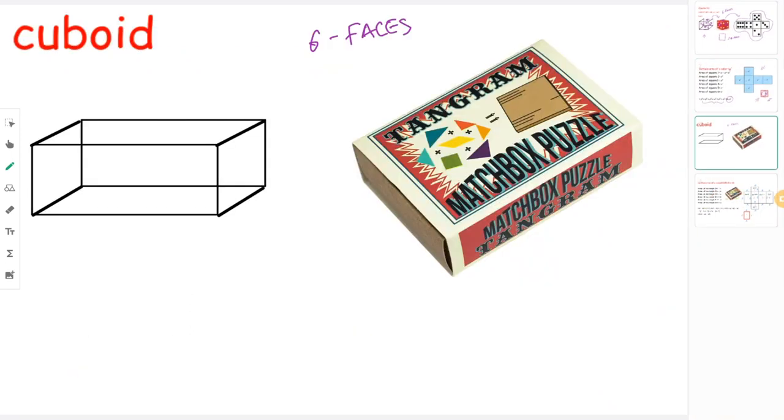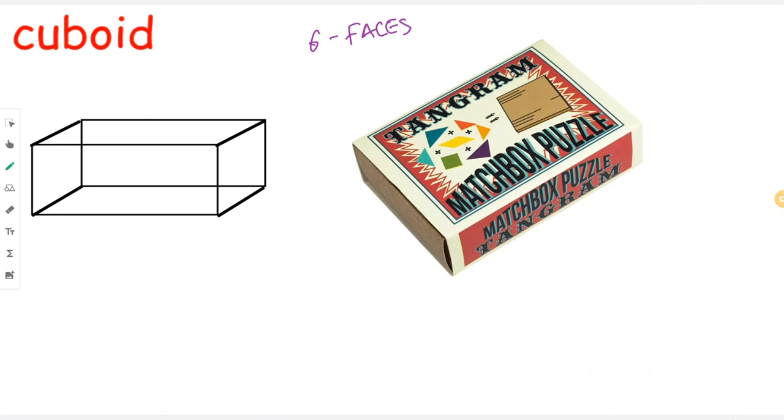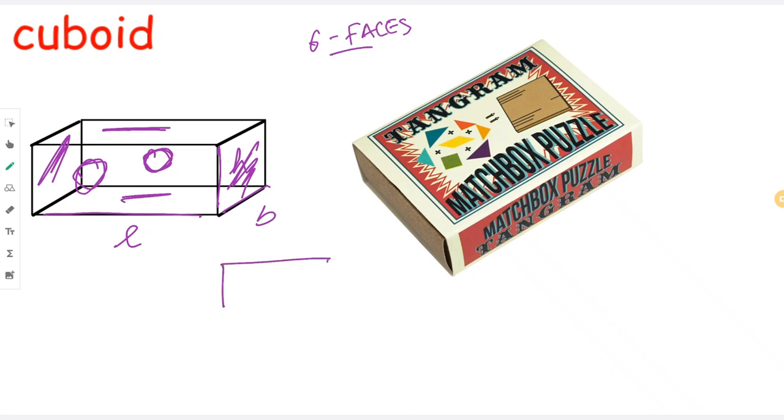Now let's do the cuboid. So even a cuboid has 6 faces, right? Up, down, left, right, front and back. The difference between a cube and a cuboid is that here all the sides are different. The length is different, the breadth is different, even the height is different. Clear? All right. And also remember, the top and the bottom will have the same area, the left and the right will have the same area, and the front and the back will have the same area. And if I take out one face of a cuboid, the shape will be a rectangle.